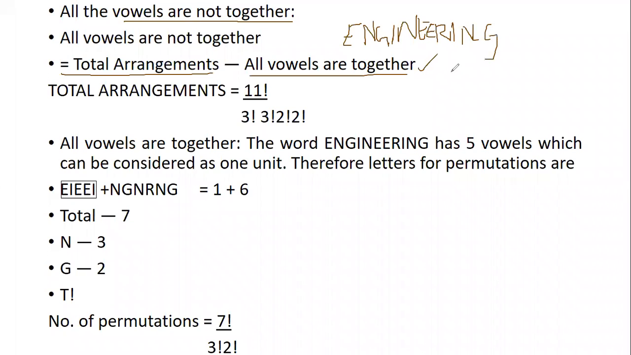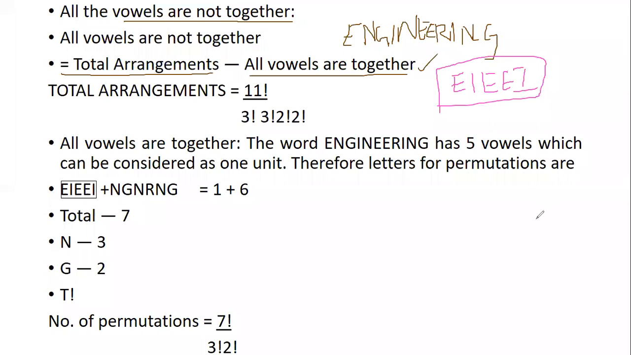Now in this, can you tell me what all the vowels are? E is a vowel. G, no. I is a vowel. Again E is a vowel. R, no. Then I is a vowel. So E, I, E, E, I. These are the vowels that we have.